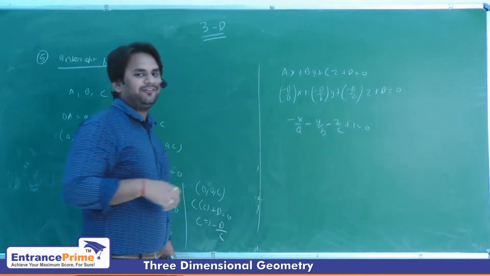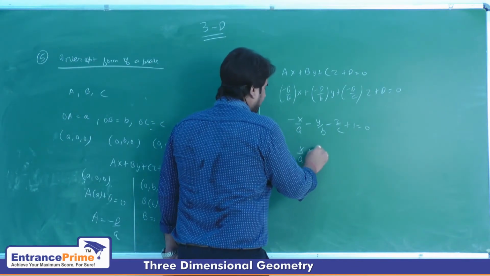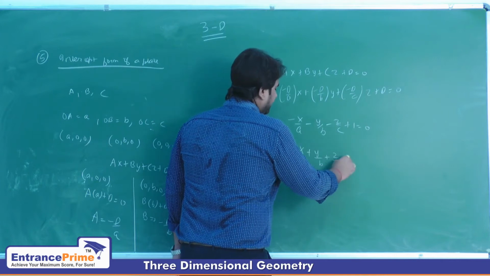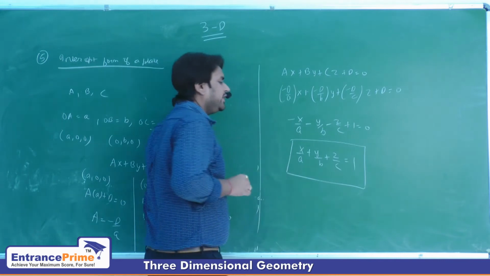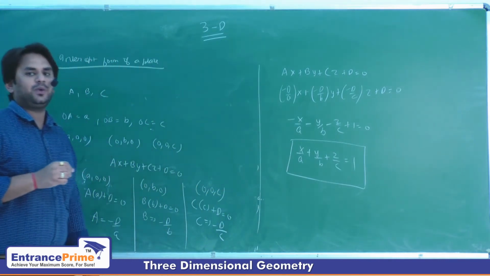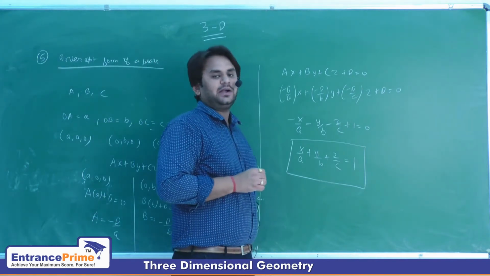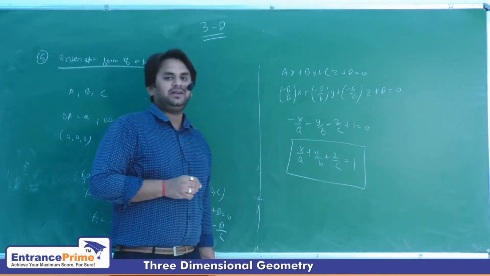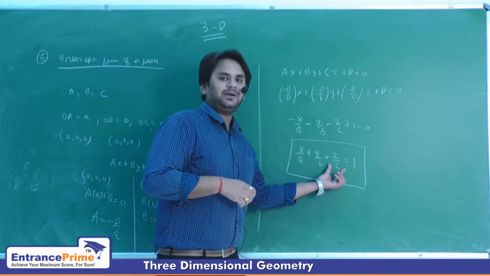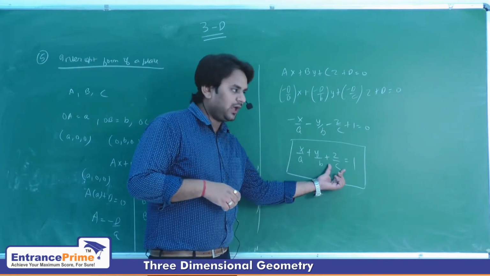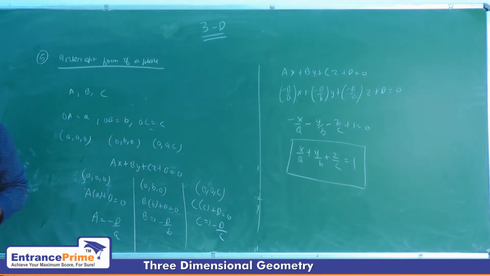I am taking out negative common and shifting it to that side. So it will become what? X by a plus y by b plus z by c is equal to what? 1. Remember, in coordinate geometry, we have also studied this equation x by a plus y by b equal to 1, where a is the intercept on x-axis, b is the intercept on y-axis, but we are studying 3D here, so the z-intercept will also come, that is c. So this is the equation of a plane in intercept form. Note it down.